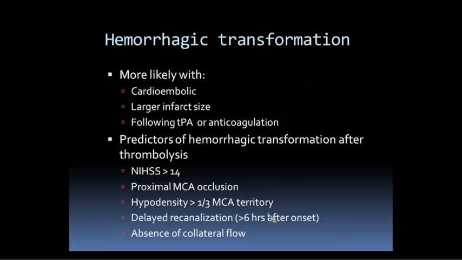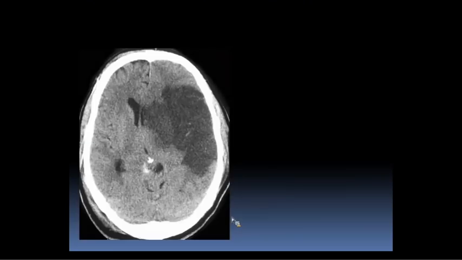Hemorrhagic transformation in general is more likely with cardioembolic etiologies, larger infarcts, and of course following TPA or anticoagulation. And some of the predictors for transformation after thrombolysis are a very proximal occlusion, a severe stroke by the NIH Stroke Scale, hypodensity greater than 1/3 MCA territory. That's why it's kind of a relative contraindication to TPA, delayed recanalization, and just if the patient intrinsically doesn't have much collateral circulation based on his anatomy.